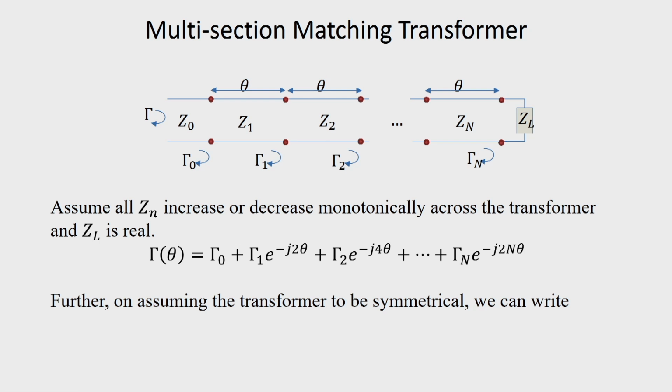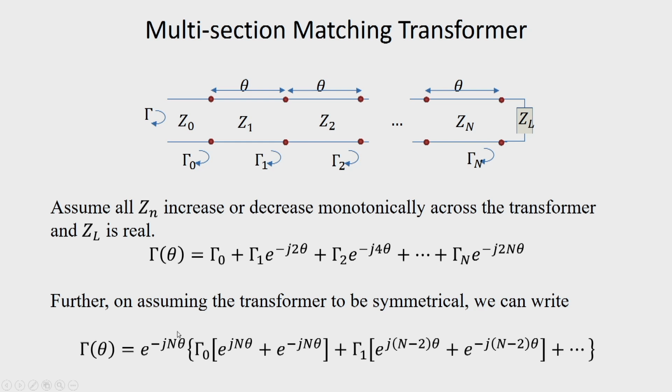Further, we assume that the transformer is symmetrical. That means, what we mean is gamma naught is equal to gamma n. Please note that the impedance increases or decreases monotonically, but this impedance level, for example, Z1 and Z0, is selected in such a way that gamma naught becomes equal to gamma N, which is decided by ZL and Zn.